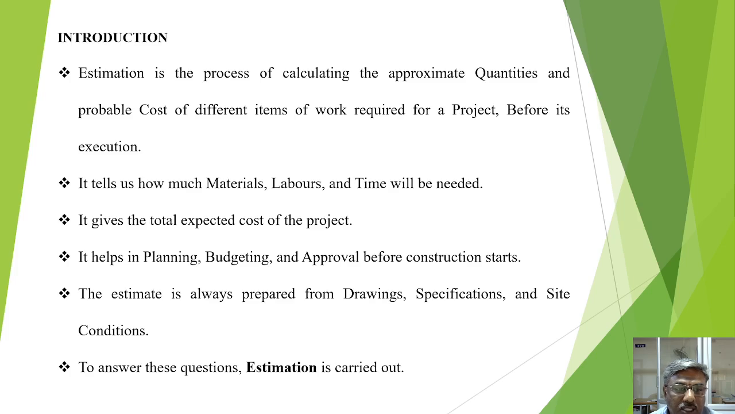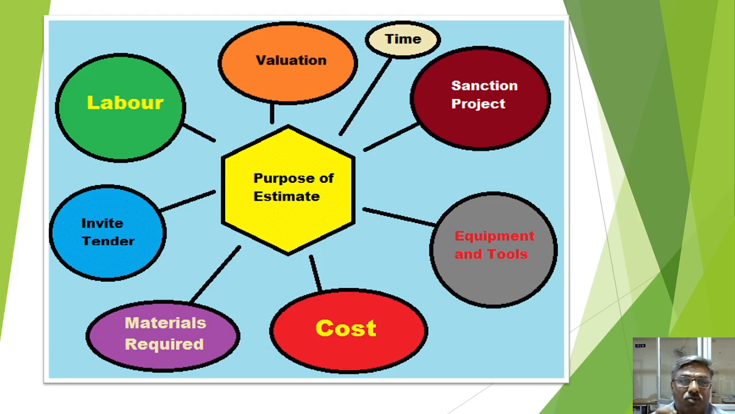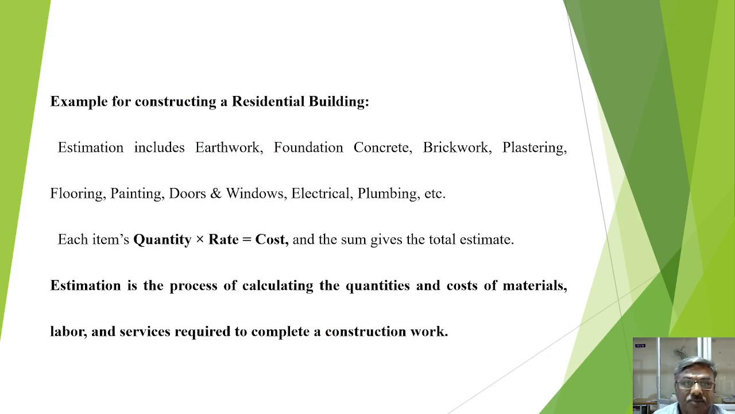Now the answer to the question for estimation, this is one of the main parts: what are the purposes of estimation? The main purposes are the cost of construction, time required, labor cost, sanctioned project, equipment and tools used in the new project, and material required. It is also used for tender calculations. For example, for the construction of a new residential building, the estimation includes earthwork, foundation, concrete, brickwork, plastering, flooring, painting for doors and windows, electrical work, plumbing work, etc.